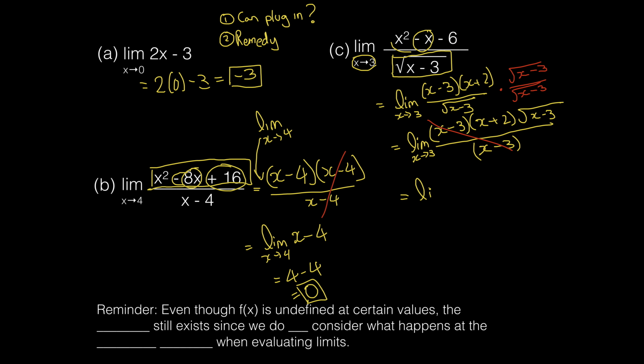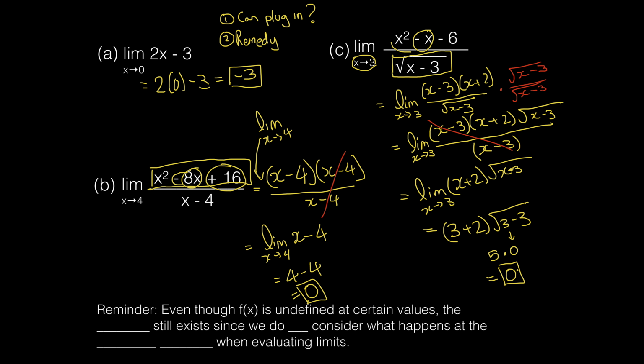The limit, as x approaches 3, of x plus 2 times the square root of x minus 3. Okay, so that's what I'm left with. X minus 3, that is. I'm not sure if you can see that. But now I just go ahead and plug in my 3, and I get 3 plus 2 times the square root of 3 minus 3. And since this multiplies to equal 0, you get 0. Anything you multiply by 0 is just 0, so the answer is 0.